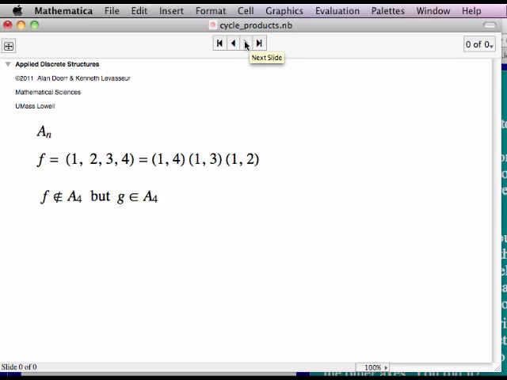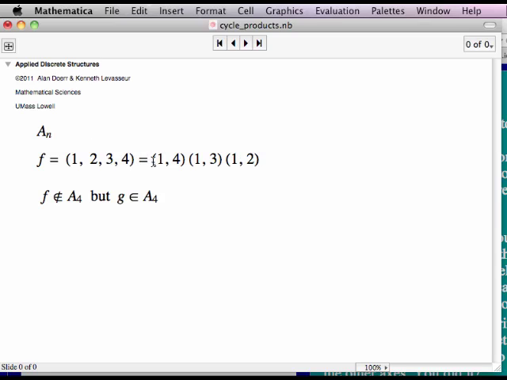Whether or not a permutation belongs to An depends on how many transpositions are needed to represent it. For example, if we look at the 4-cycle 1, 2, 3, 4 in S4, we can rewrite this as a product of 3 transpositions: 1 4, 1 3, 1 2. Every permutation can be written either as a product of an odd number of transpositions, or as an even number, but never both.